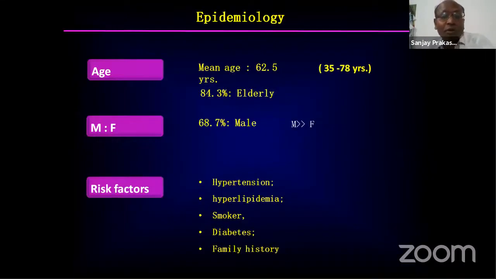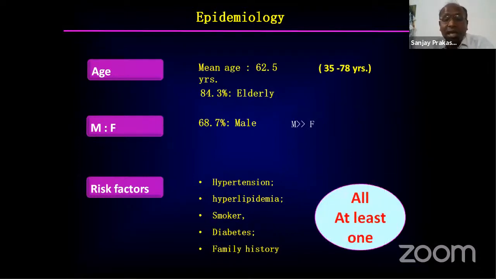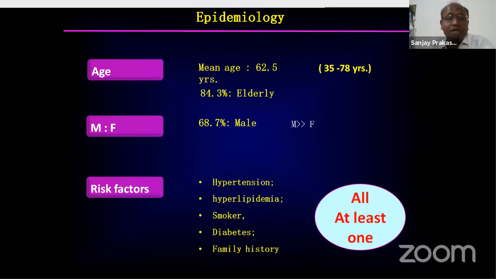We noted the following things. Mean age was 62.5 years, mainly elderly patients were in this group, but the youngest was a 35-year-old patient. Risk factors are very important in this type of patient. You can see here there are 5 different types of risk factors: hypertension, hyperlipidemia, smoking, diabetes, and family history of myocardial infarction. At least one risk factor was present in all reported cases. So risk factors are very important in such groups.